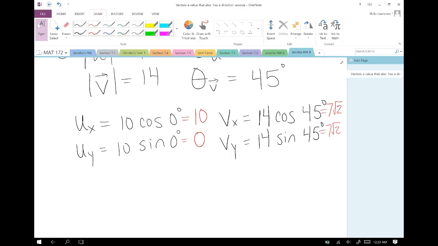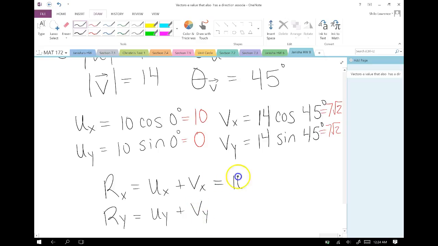So I've got components for both of my vectors. So the resultant vector, when I add these together, we can get the components if we add together the corresponding components from each of the individual vectors. I can get the x component for my answer if I add the x components from u and v. I can get the y component for my answer if I add together the y components for u and v.